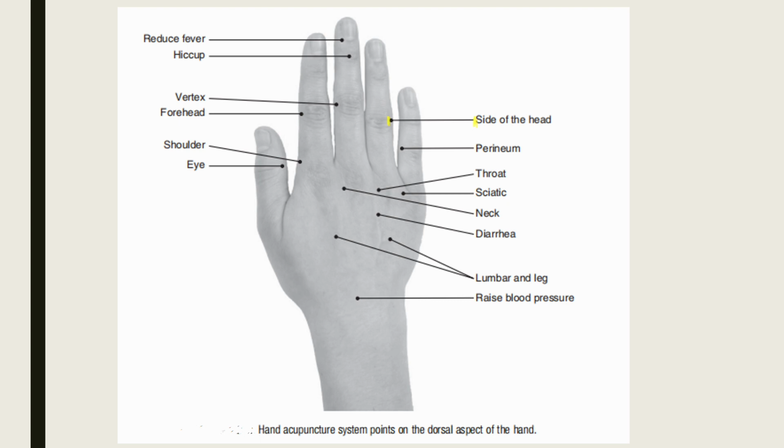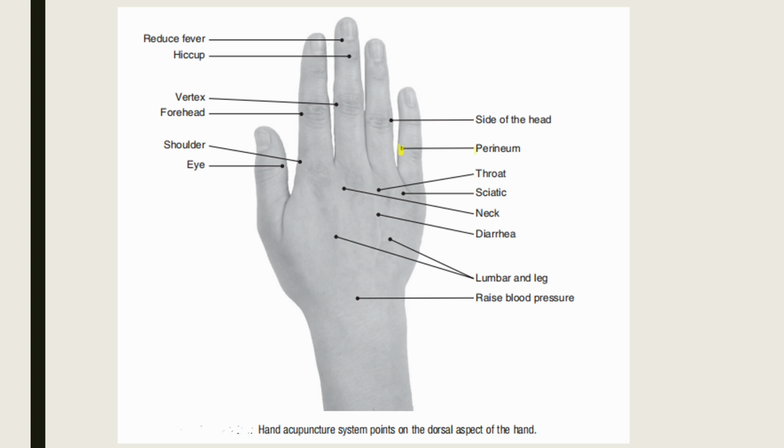Side of the head. Located at the border of the light and dark skin on the ulnar side of the ring finger at the proximal interphalangeal joint. Indications: migraine headache and intercostal nerve pain.